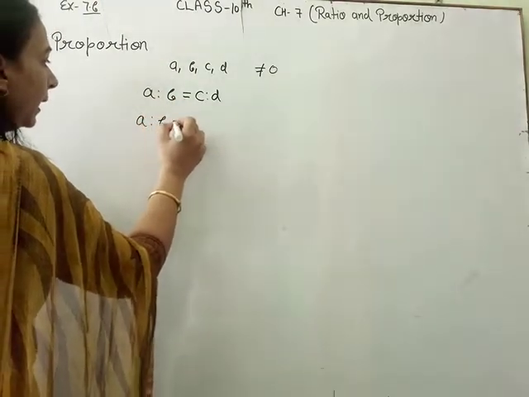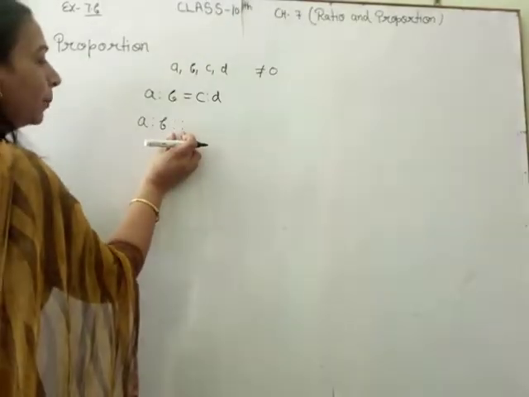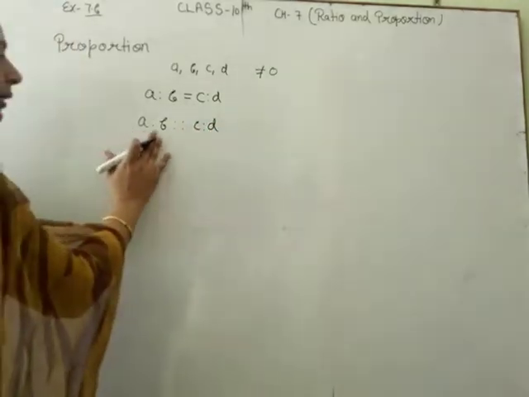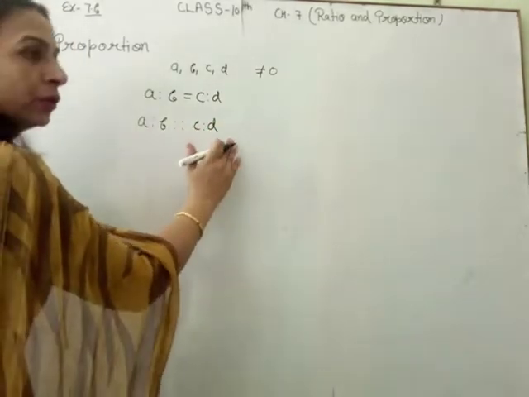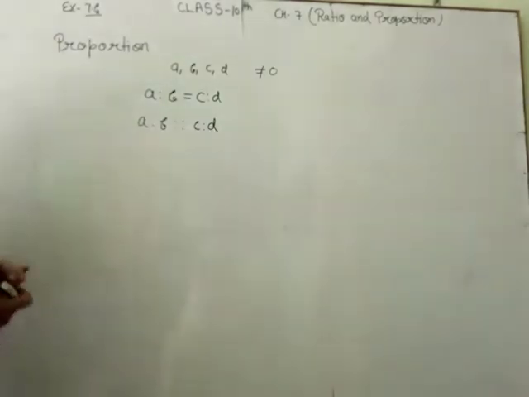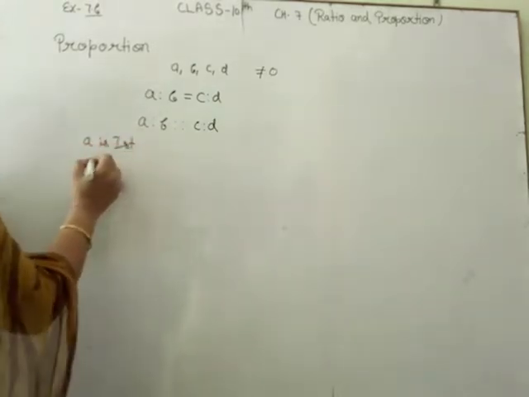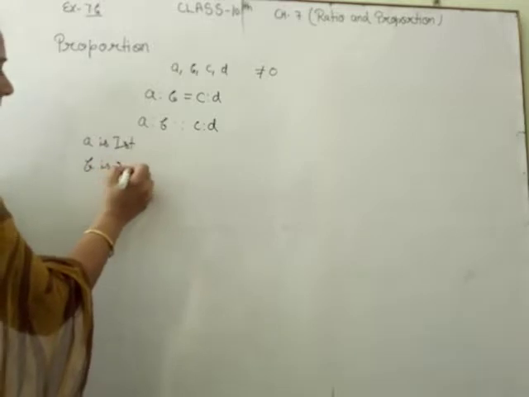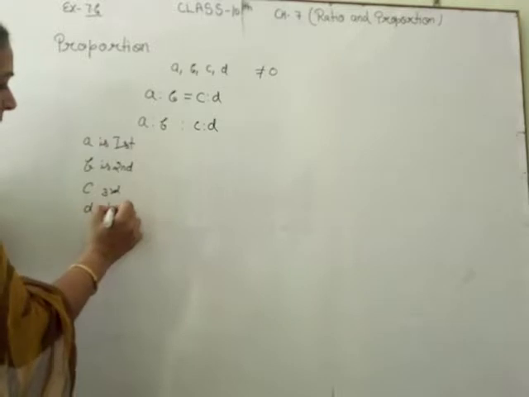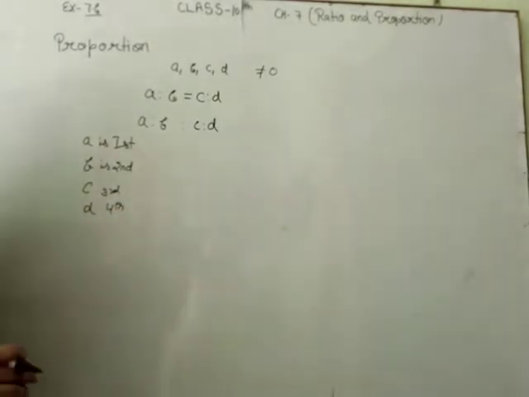We write A ratio B, this is the notation of proportion. This is the ratio and this is the proportion. Then C ratio D, and we read it as A is to B as C is to D. Students, A is the first term, B is the second term, C is the third term, and D is the fourth term.